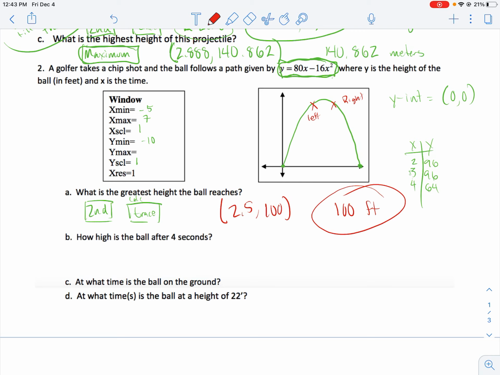Well, we could find that, right? We don't have to look too far. We can just look right on our page here. At 4 seconds, when x is equal to 4, our height is 64 feet.